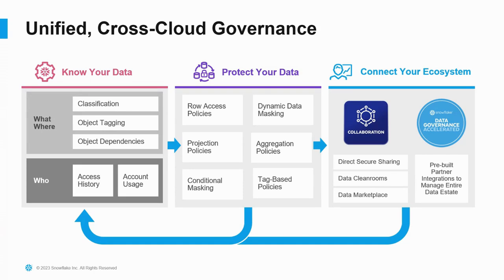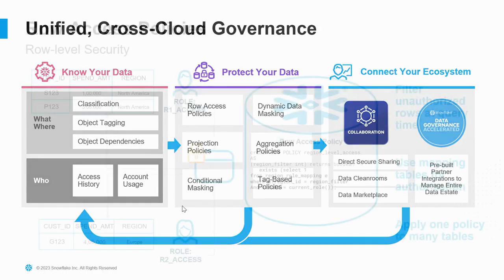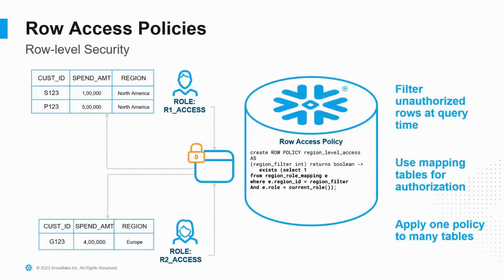Now, Snowflake gives you different protection at different levels. So we'll run through a couple of them. One is row access policy. In row access policy, we get data protected at a row level. So we can filter unauthorized rows during the query runtime. And to do this, we use a mapping table for authorization. The best thing about these policies is you create a policy once, and you can apply it across multiple tables within your enterprise.